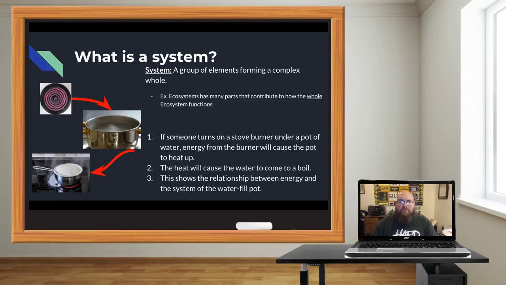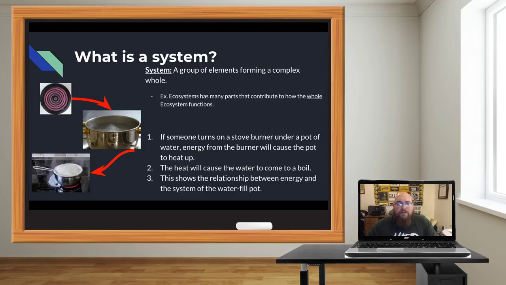Well then, what really is a system? Let's talk about that real fast. A system is a group of elements that form a complex whole. So all of these little parts come together to make a much larger whole system. So one system could be your stove.